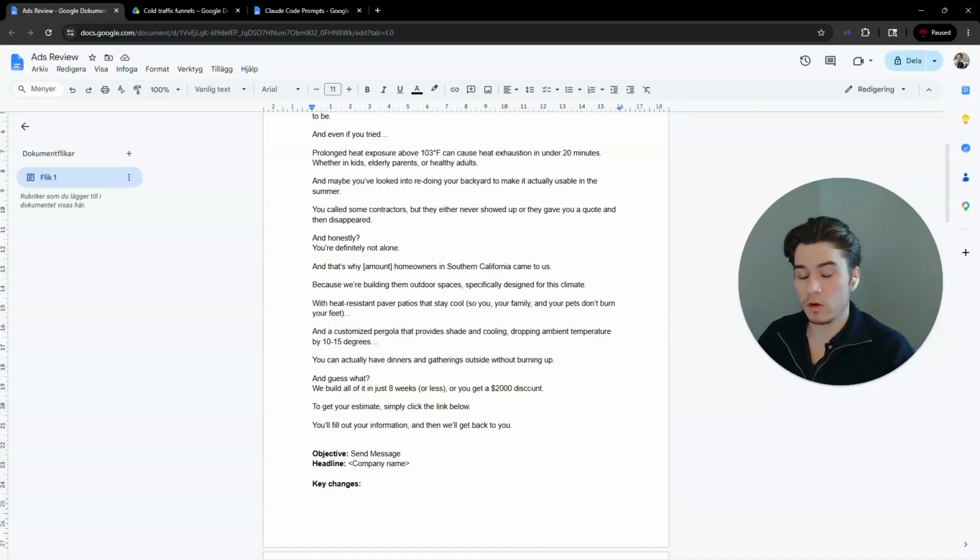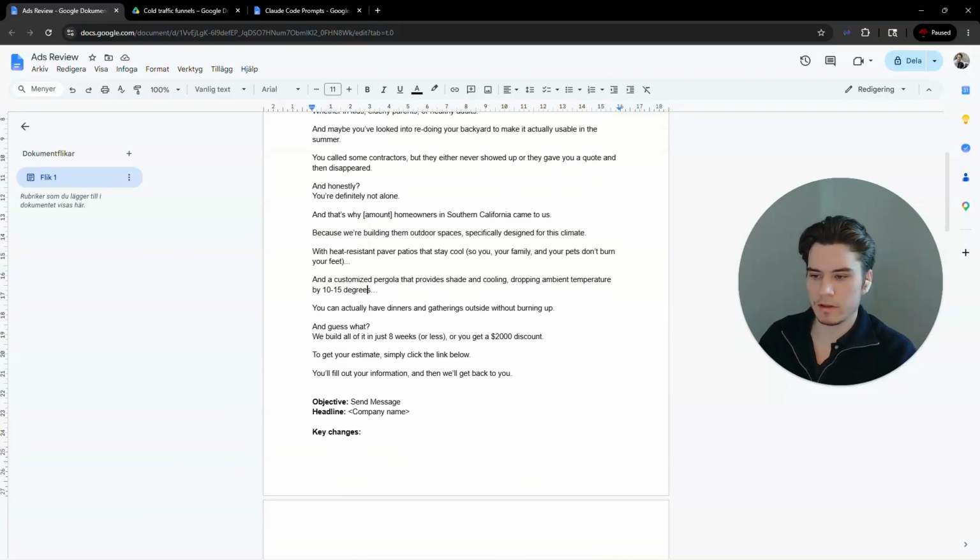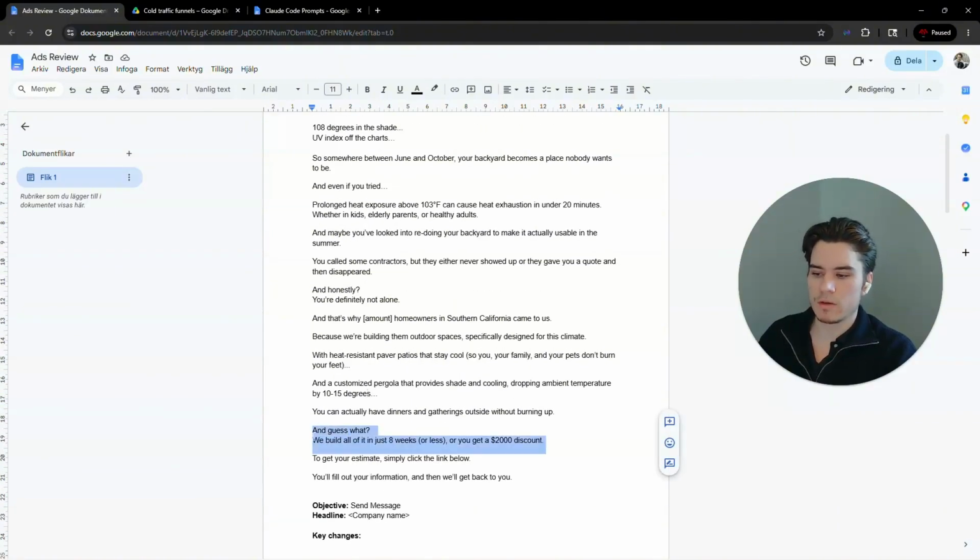Very hard to say no to, when most contractors just say, hey, we'll build you some paver patios, or maybe a pergola, and we do all of this type of stuff. Just inquire, right? This is way more desirable, a way clearer value proposition. And to get your estimate, simply click the link below, fill out your information, and then we'll get back to you. Now, you may have some objections to this.